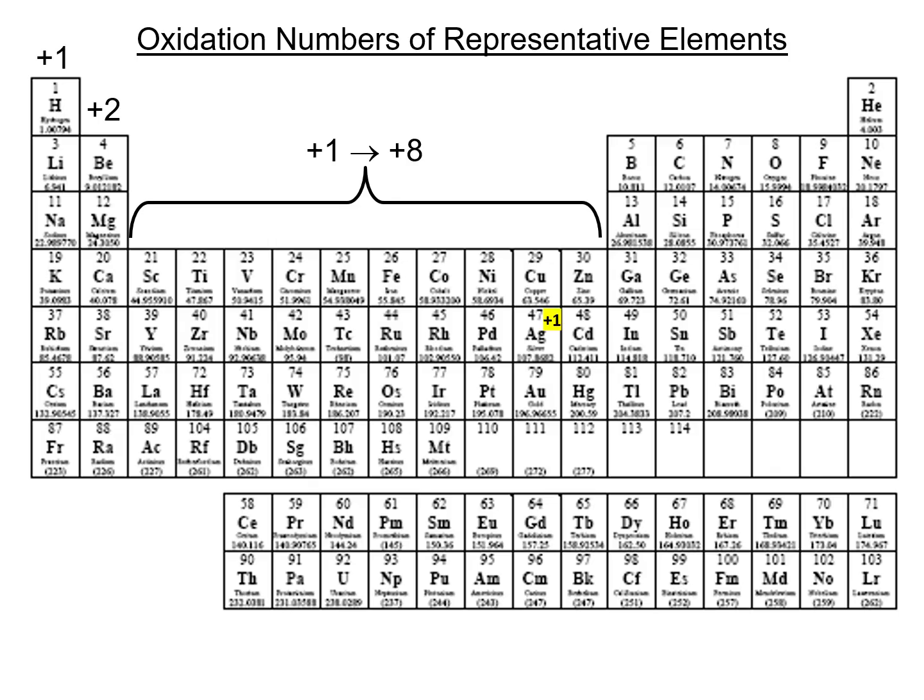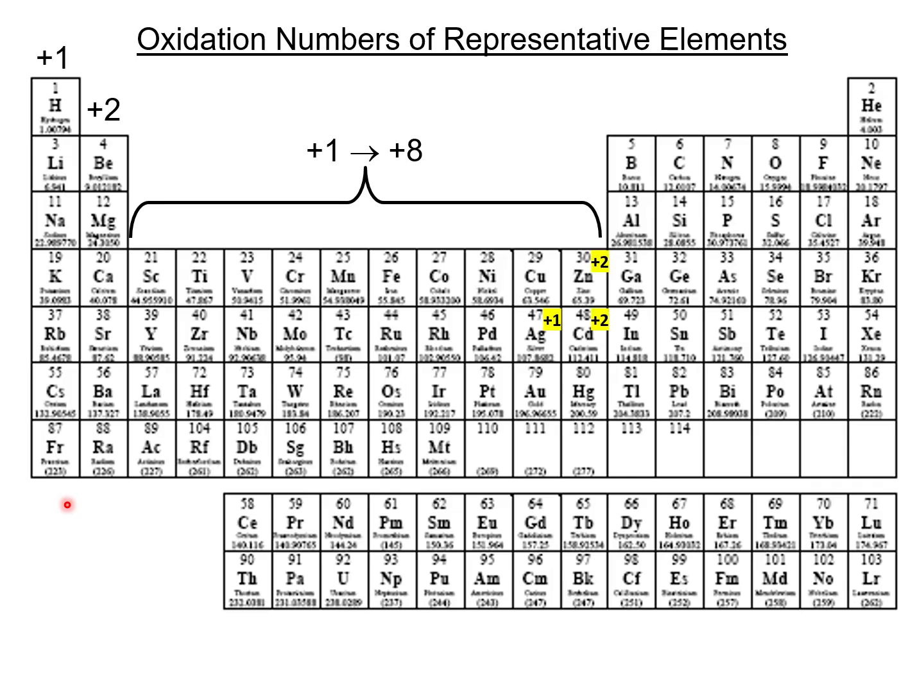Silver is always going to be +1. It actually does have a +2 oxidation state, but it's very unstable. So for simplicity's sake, we're going to say it only has a +1 charge. Whereas copper can be +1 or +2, and gold can be +1 or +3. So we're just going to remember silver is always +1.